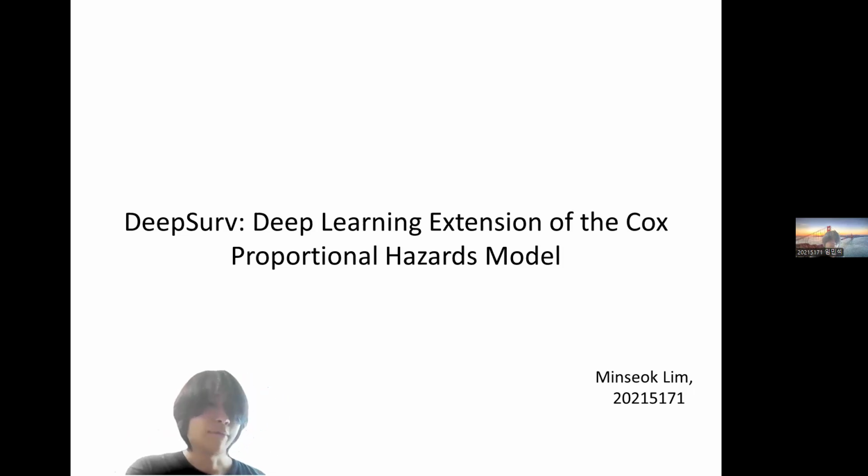Hello everyone. Today I'll be talking about DeepSurv, which is a deep learning extension of the Cox proportional hazards model for survival analysis. I chose this paper because I thought it was a very interesting example of how classical statistical methods and modern deep learning techniques can be combined together.